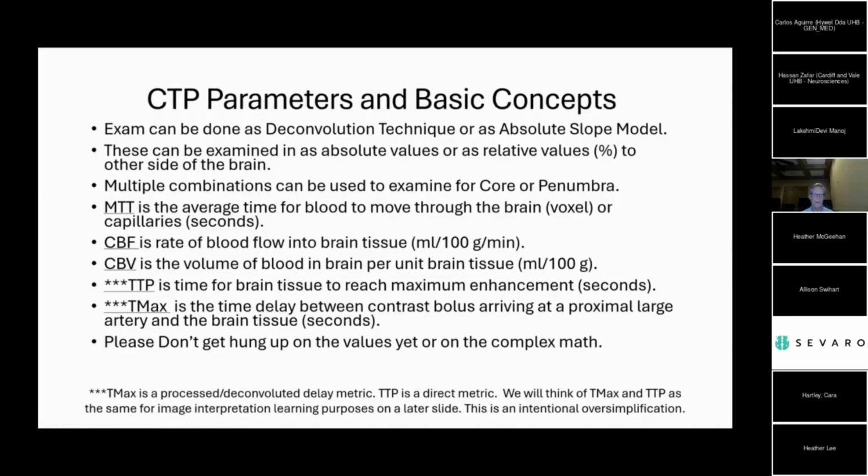The time to peak is a direct metric. It's often used with the absolute slope model, but you can also use it for deconvolution. And the Tmax is actually a deconvolution or processed data metric. For the purpose of the learning, we're going to basically consider them the same thing. I'm just telling you this because they're not the same thing, but we're doing this on purpose so you guys can pick up the concepts needed to read the study.